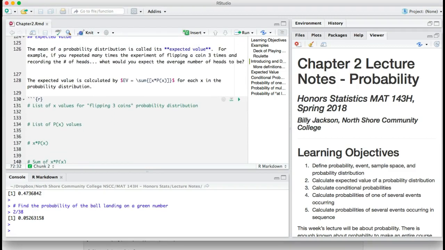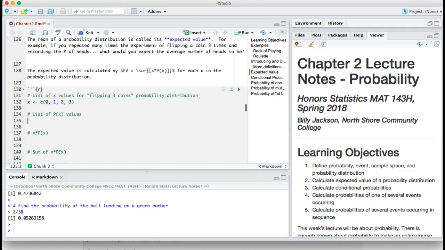We're going to continue with this example of what the average number of heads would be in 3 flips of a coin. Our x values for 3 flips of a coin were 0, 1, 2, and 3. I'm going to store them into a vector called x. Then we need to come up with the probabilities. I'll call this vector px. We already saw those probabilities. One of them is 1/8, the one for 1 head is 3/8, the one for 2 was 3/8, and the one for getting 3 heads was 1/8.